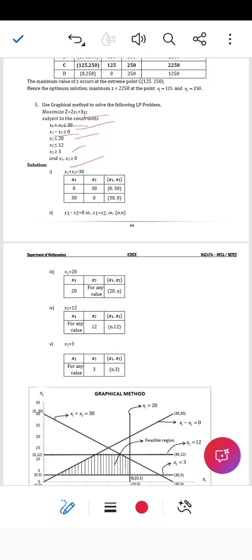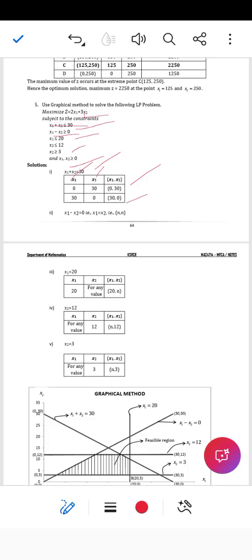So solving this problem, first we have to find points of each line from the given inequalities. First convert the inequalities, that is constraints, into equations. So x1 plus x2 less than or equal to 30, converting into an equation, we get x1 plus x2 equal to 30. From this equation we have to find 2 points minimum. We need to draw a line for each and every inequality, so for this we have to find 2 points on each line.